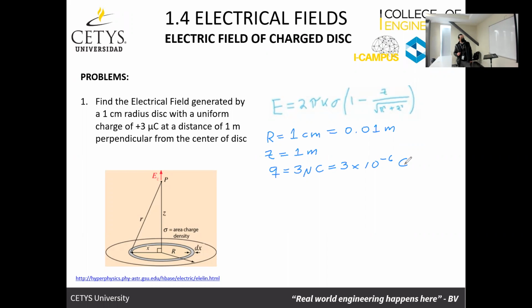The K constant. We know that K is the electrical constant. We're always going to be using that one. So we're always going to remember that K is 9 times 10 to the 9 newtons meters squared over coulombs squared.